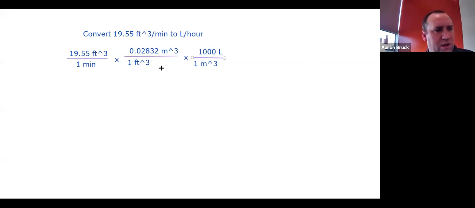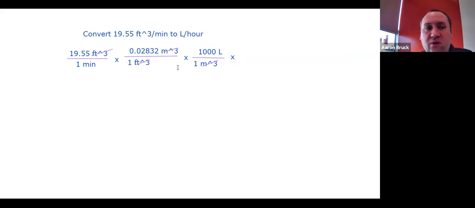So by setting up my dimensional analysis correctly, I can see that my cubic feet will cancel, my cubic meters will cancel, and I'm left with liters. That takes care of the numerator of this conversion. Now we need to take care of the denominator. How many minutes in an hour? Well, most of us know that there are 60 minutes in an hour.